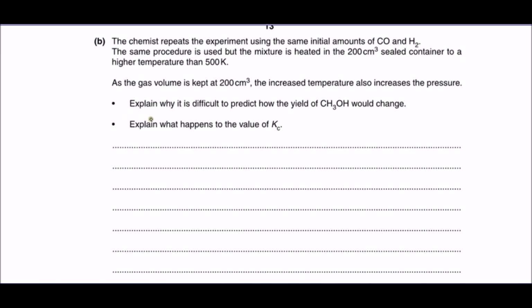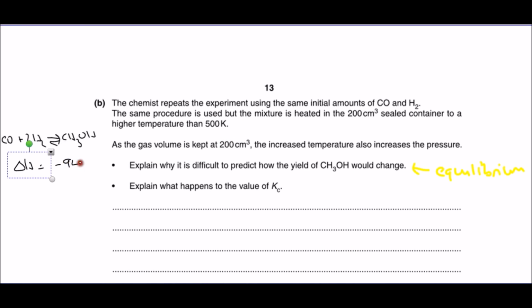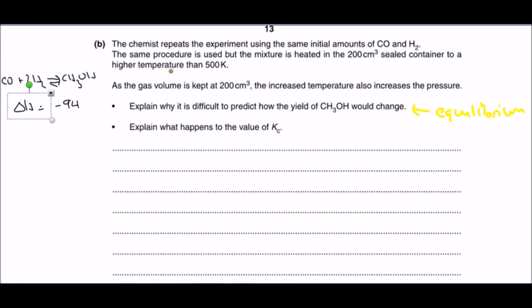Why is it difficult to predict how the yield of methanol will change? Remember, yield is related to equilibrium. And then we've got what happens to the value of Kc. So let's just put that equation here so we know what we're dealing with. It's reversible. And we need delta H, which was minus 94. Okay, so them are the bits of information that we need. So now I don't have to keep flicking back and forth.